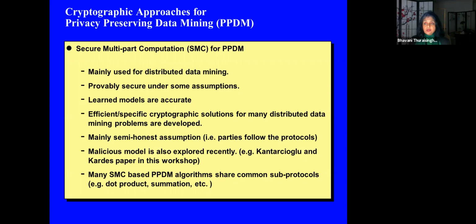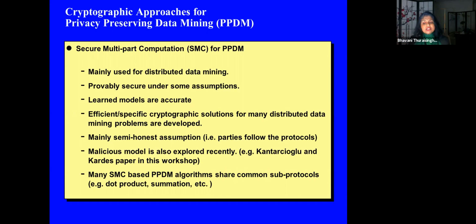It uses distributed data mining because there's a group of people, right? So it's distributed, not just singles, each of us having a secret. It's provably secure under some assumptions, and learned models are accurate. Efficient, specific cryptographic solutions for many distributed data mining problems are developed. It also works in a distributed heterogeneous database environment: you mine each database, put it all together, and then come up with a combined result.